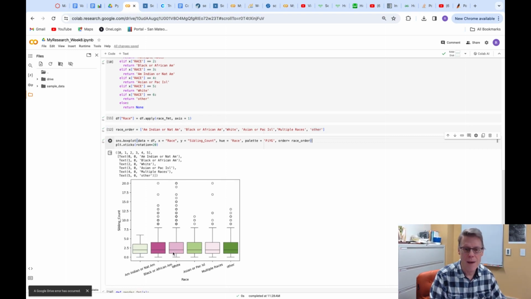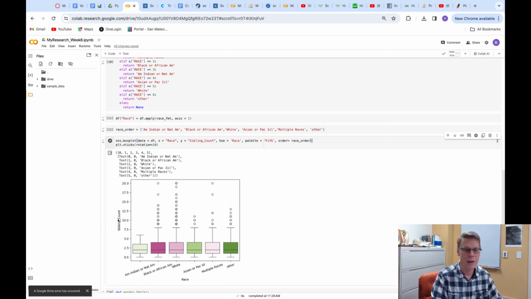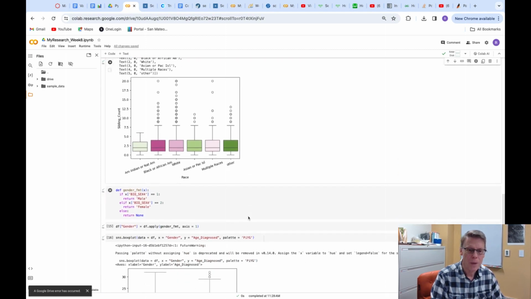So, is this a significant difference between these two categories as far as what's going on with the sibling count? Maybe not, but there looks like there's an association. It looks like it matters what race you are, depending on how many are in your family.